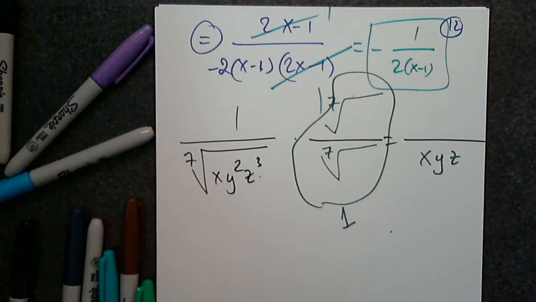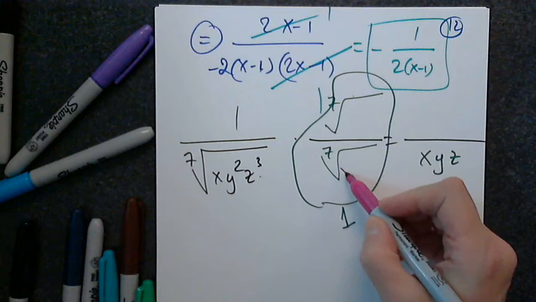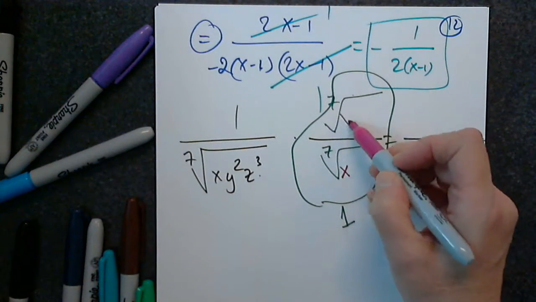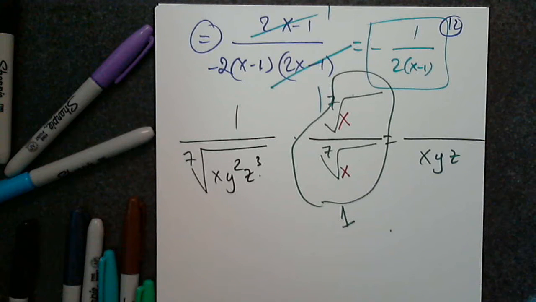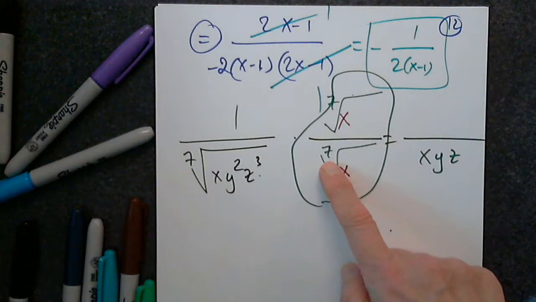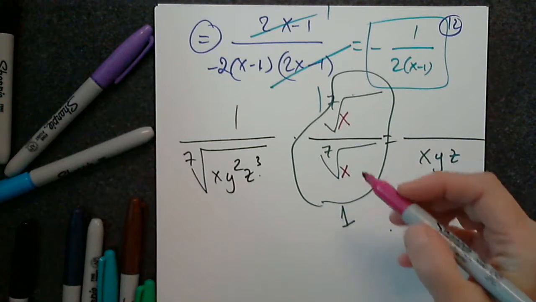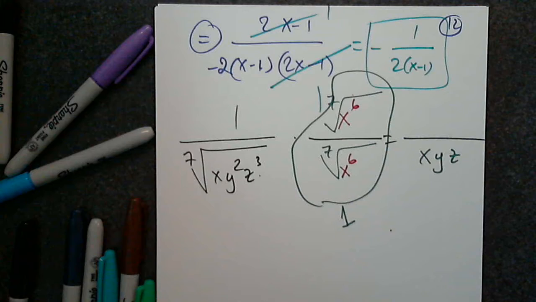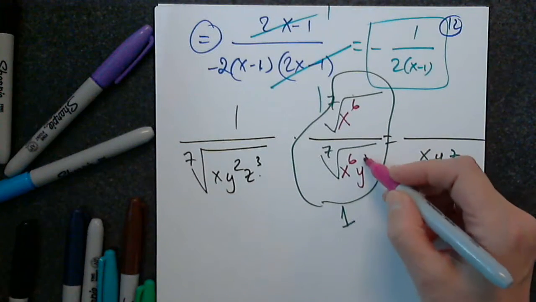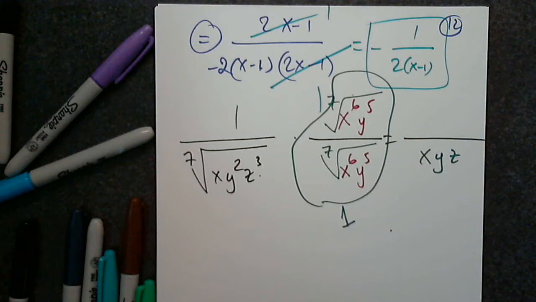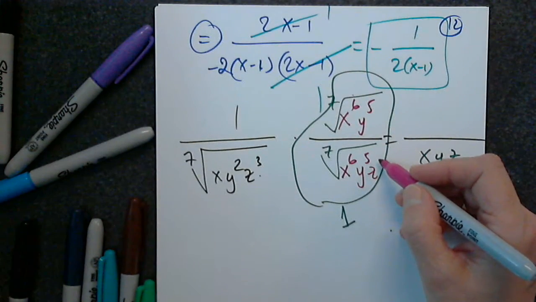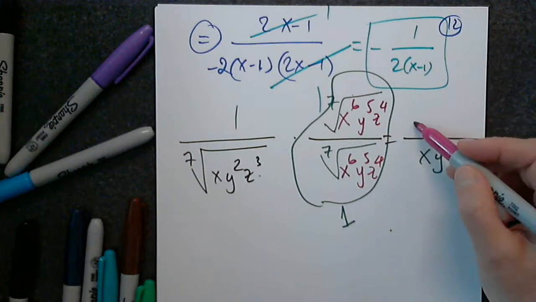Say it again. X to which power? No, because x times x squared is not x to the seventh. We will not be able to clear the seventh root. 6. Very good. Excellent. To z to the fourth power. And now this is correct.